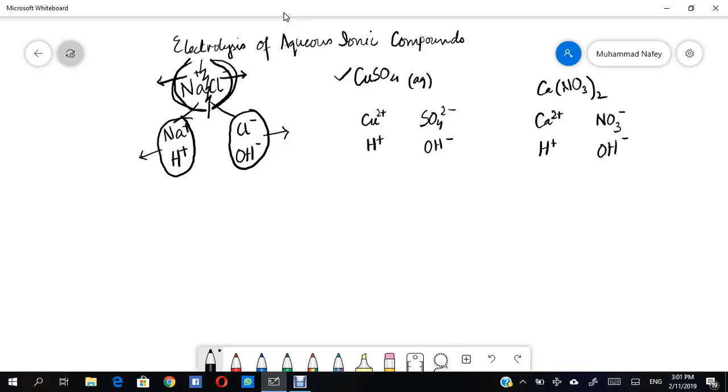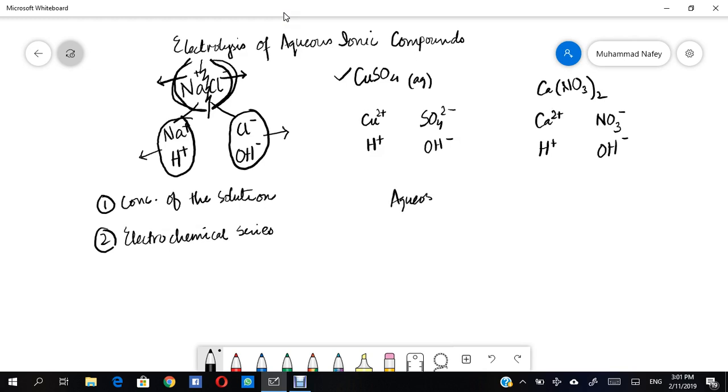We'll review the criteria. The first thing that I told you in the previous video was that the discharge is determined by two factors. The first factor is the concentration of the solution. And the second thing was the electrochemical series. Now, if we have an aqueous solution of any ionic compound, there are two possibilities. It'll either be dilute or it will be concentrated.